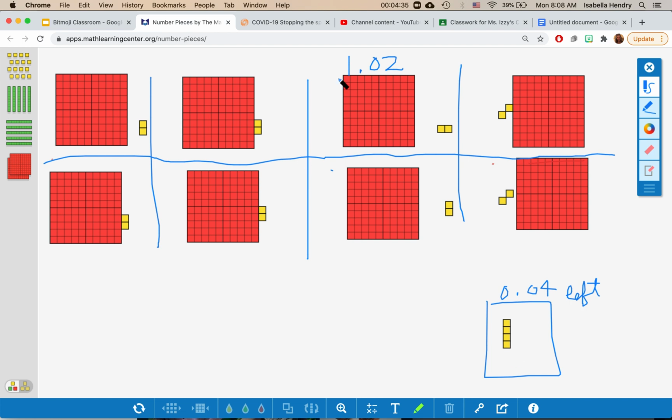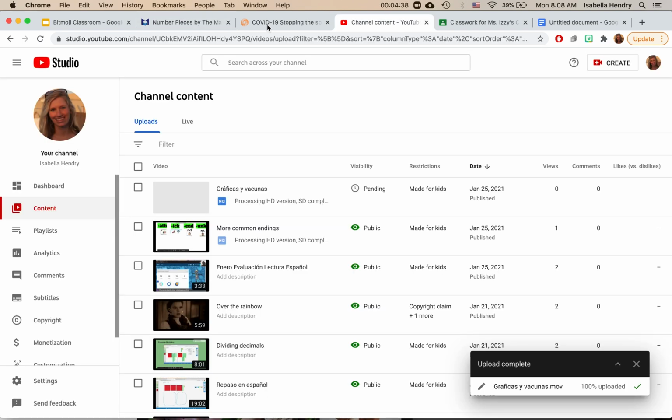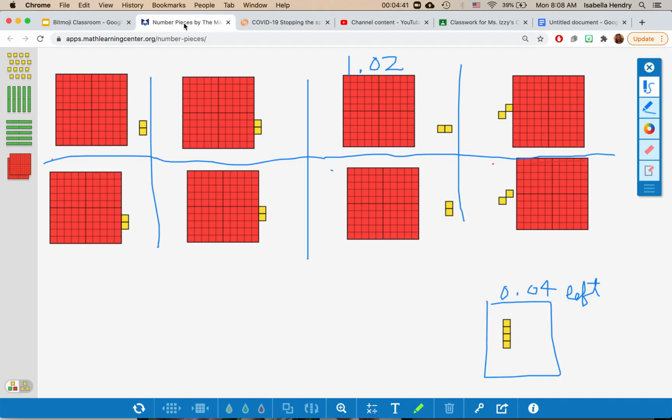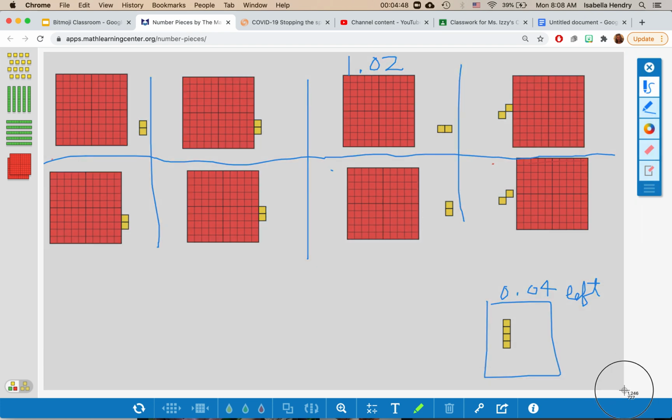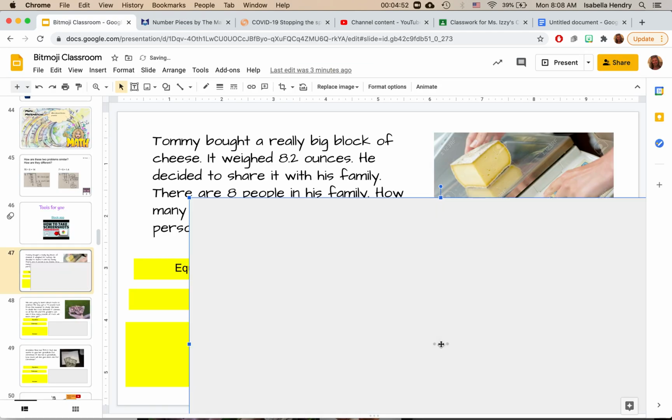All right, so I got my, oopsies, didn't mean to do that. Got my image somewhere. Oh my goodness. Okay, and I'm going to screenshot it. And I will put my screenshot on my work.